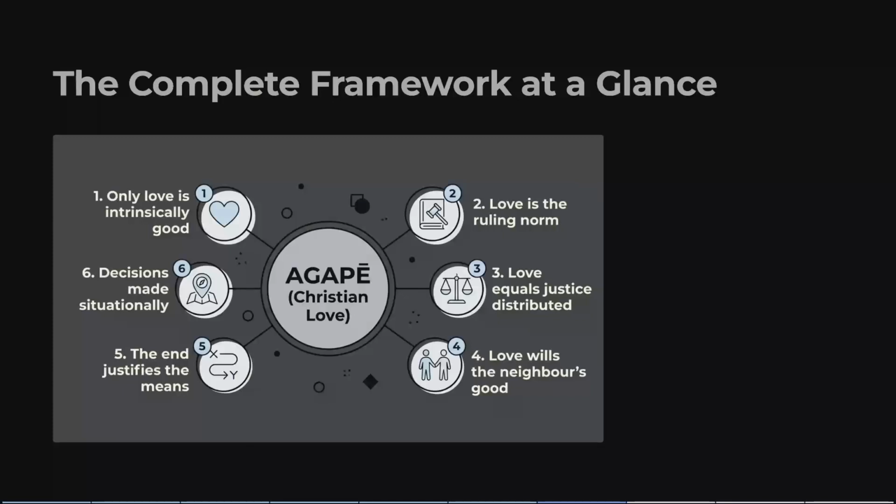Now, together, they form a complete decision-making framework. Every moral question is answered by asking, what does agapē require here? Approached through pragmatism, relativism, positivism, and personalism, and guided by the six propositions that define what genuine love actually means.